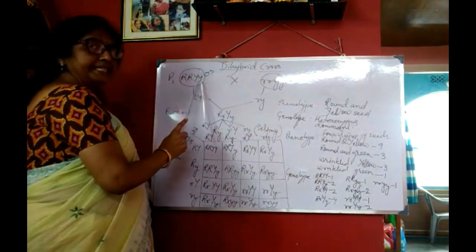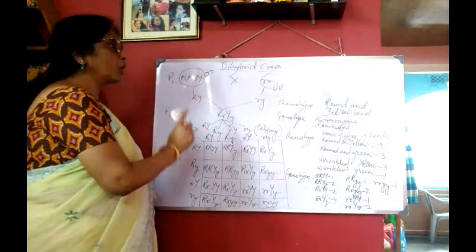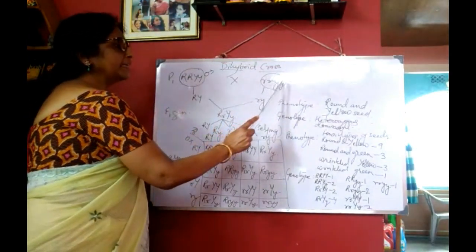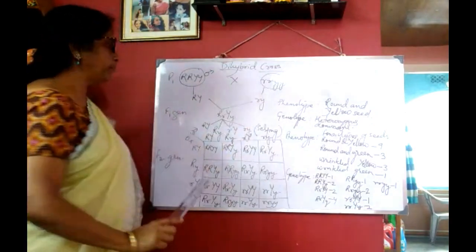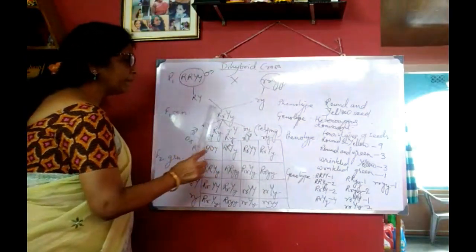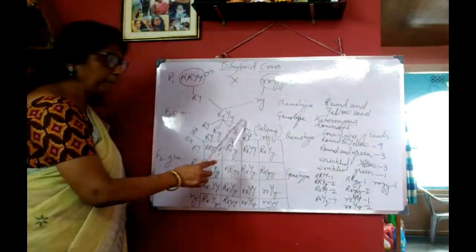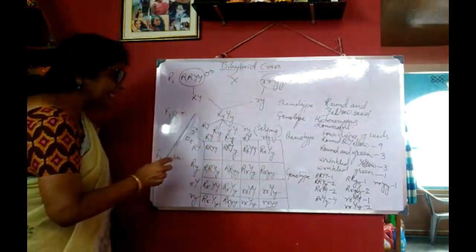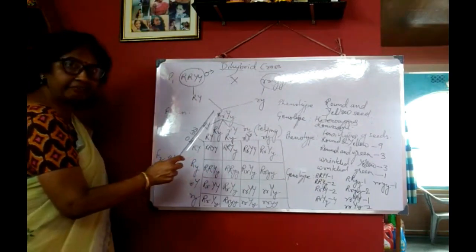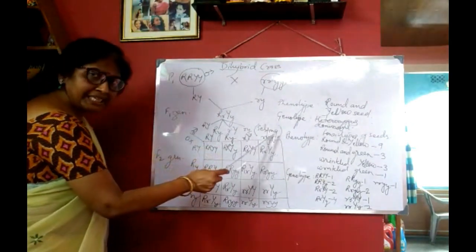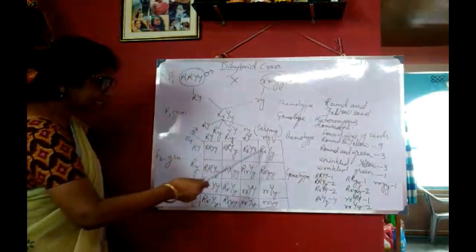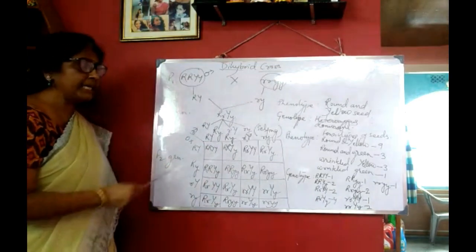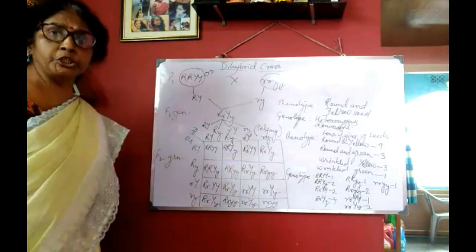The question will be asked like this. If a round and yellow homozygous plant is crossed with a wrinkled and green homozygous recessive plant, what is the phenotype and genotype of the F1 generation? What are the types of gametes formed by the F1 hybrid? After selfing, what are the phenotypes of the F2 generation and what is the phenotypic ratio?